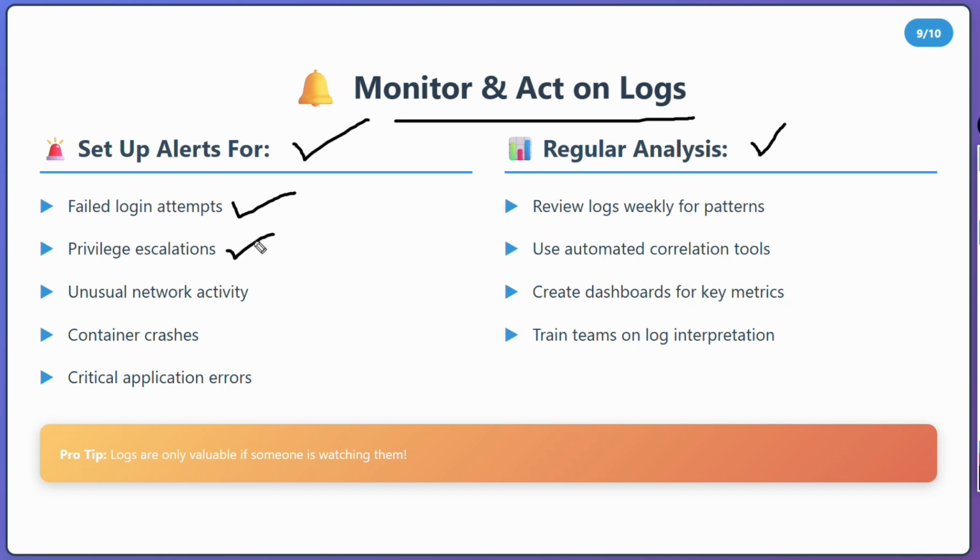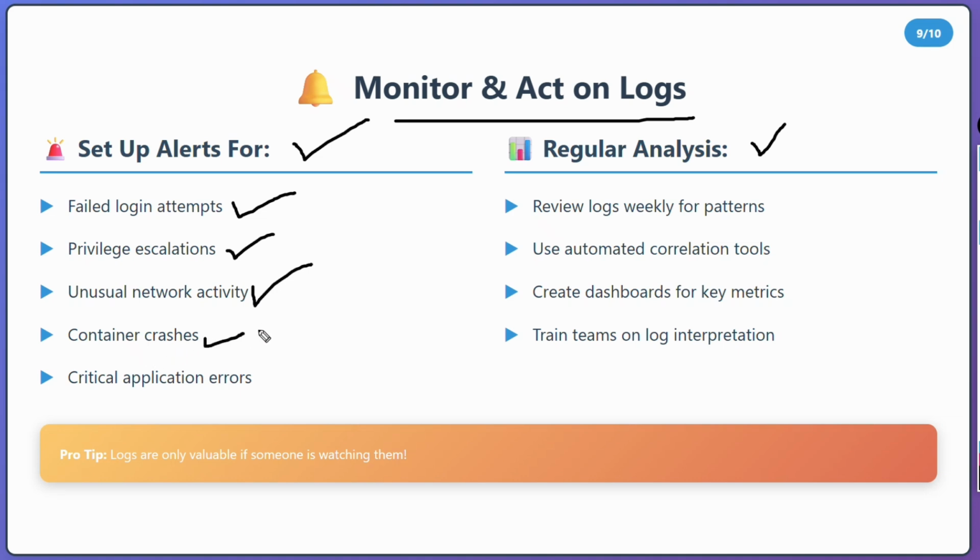And privilege escalations. If someone gets elevated or root permissions, you need to know immediately. These privilege escalation alerts are critical for stopping insider threats. The third point was unusual network activity. We need to watch for unexpected traffic, port scans, and outbound connectivity or any network access given. This will often highlight lateral movement, sending an alert when lateral movement happens.